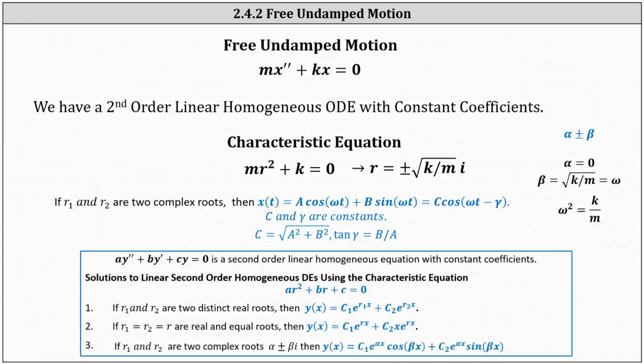Because alpha is equal to 0 and e to the 0 is equal to 1, notice the general solution can be simplified. It's often given in the form shown here above, where if r sub 1 and r sub 2 are two complex roots, then x of t is equal to a cosine omega t plus b sine omega t, where omega is the same as beta, equal to the square root of k divided by m. Using trig, this can also be expressed as c times cosine of the quantity omega t minus gamma. But when solving an initial value problem, it's usually easier to use a general solution that involves the sum.